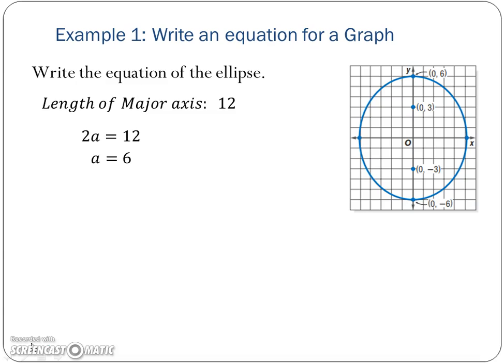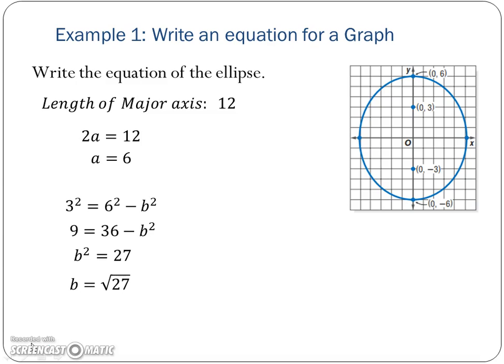To find b, we can't count on this one because it doesn't look like it's on the exact points. So what we're going to do is c squared equals a squared minus b squared. We're going to do 3, which is our focus, squared equals 6 squared minus b squared. 9 equals 36 minus b squared, so b squared equals 27. The square root of 27 is what b equals.